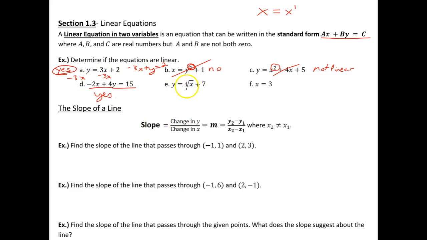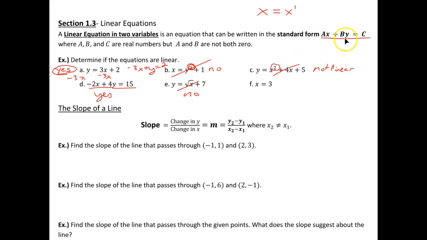E here, I have a square root of x. Because of that square root, you'll find out in later chapters that this is not to the first degree. Square root is the same thing as a rational exponent. So nope, this is not linear.